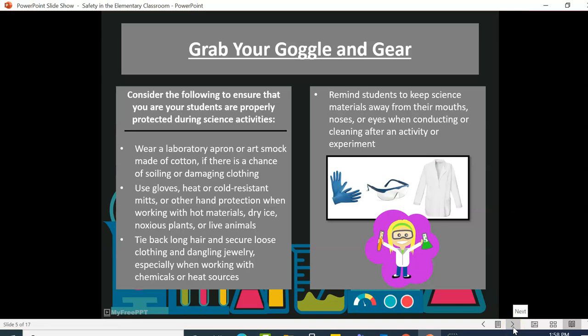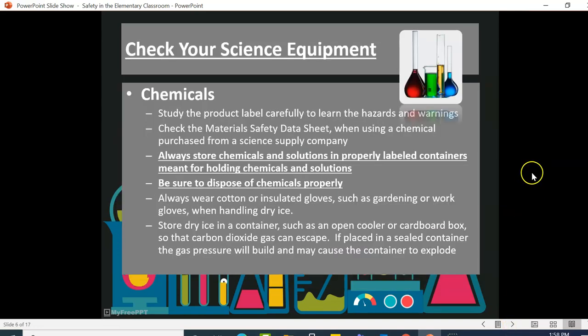Checking your science equipment. You will find that most K-6 science activity procedures call for household chemicals. Before using these, study the product label carefully to learn the hazards and warnings. Check the materials safety data sheet when using a chemical purchased from a science supply company. When using a chemical purchased from a science supply company that serves K-12 schools, you're going to check the material safety data sheet, or the MSDS.